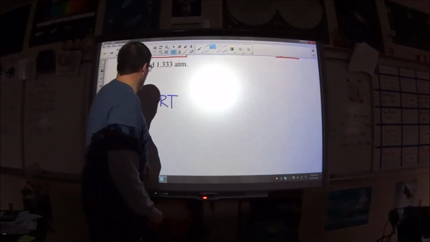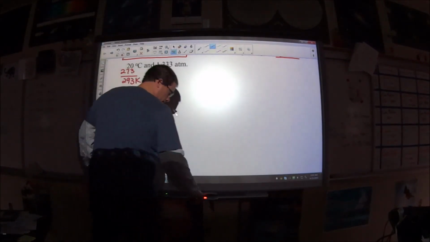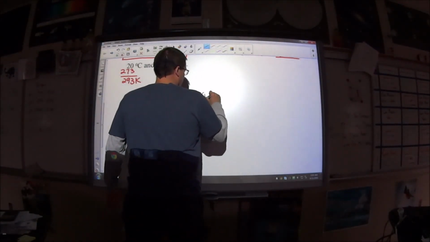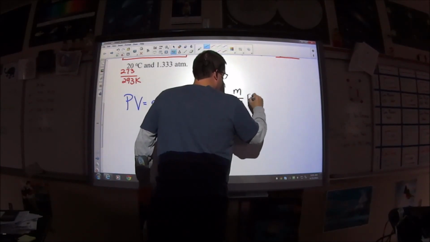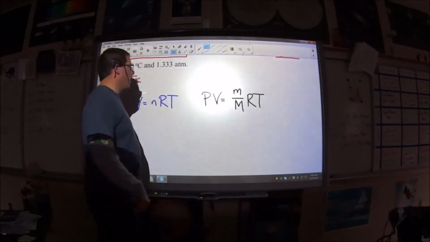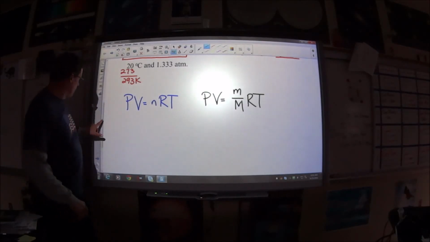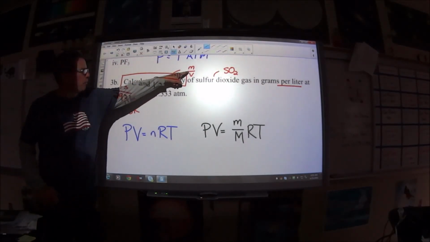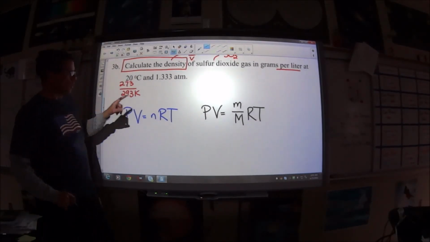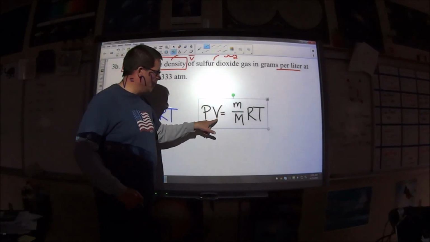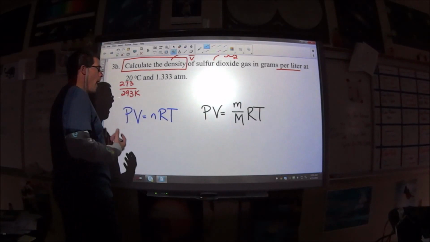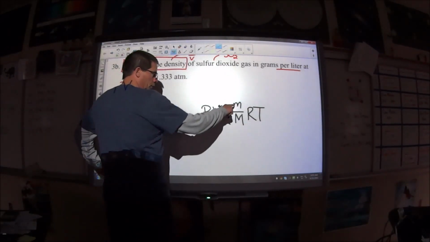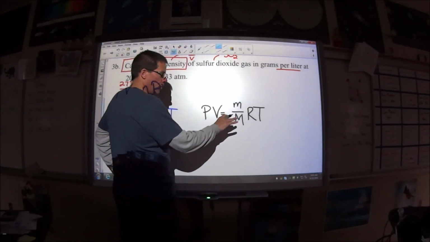All right, so I want to substitute that in. So now my equation is going to look like this. PV equals little m over big M, RT. Now, remember that we're looking for the density. So the variables that we're trying to get are little m over V. All right. So I want to rearrange so I can get those variables by themselves. Since little m is already there, let's not touch it.